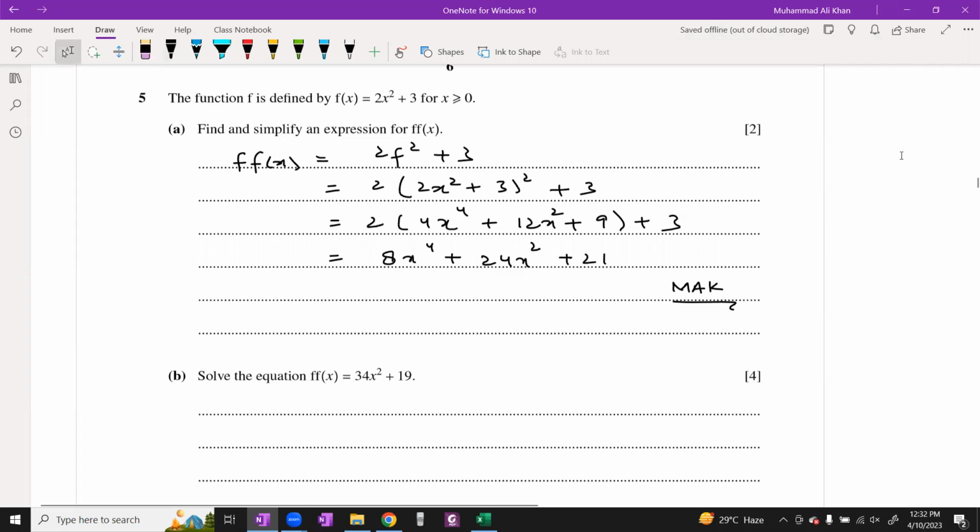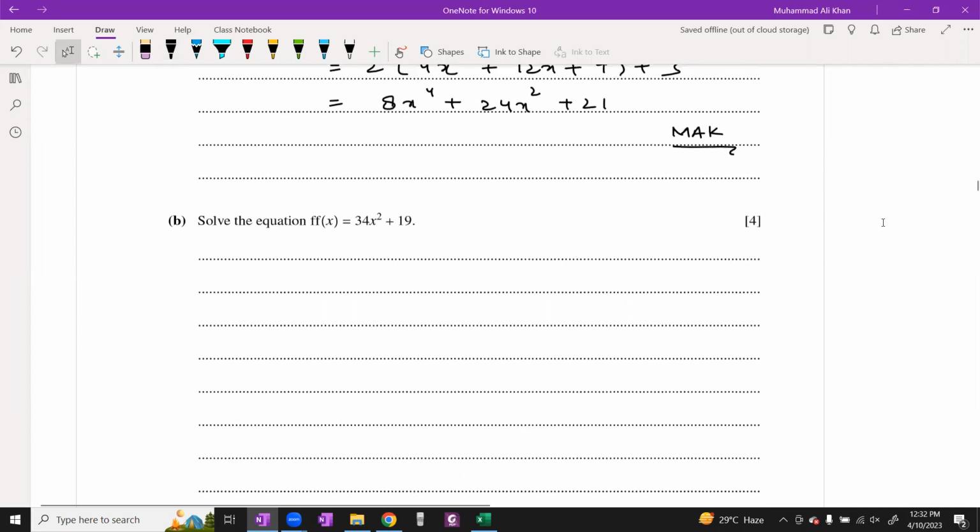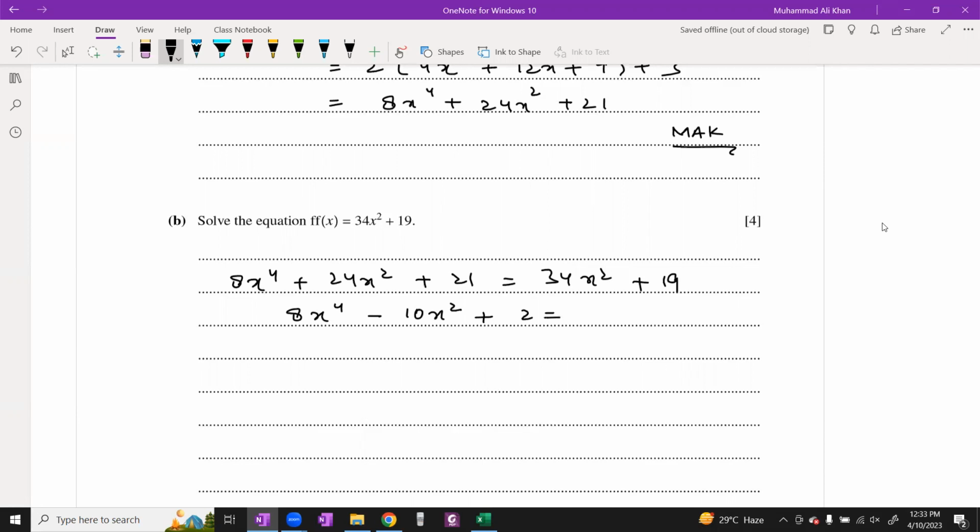फिर कहा ff(x) equals to 34x square plus 19 solve करना है. It means 8x4 plus 24x square plus 21 equals 34x square plus 19. 8x4 minus 10x square plus 2 equals to 0. So, by using your calculator, the two values of x squared now are 1 and the second value is 1 upon 4. So, therefore, what are the values? x equals to 1 and x equals to 1 upon 2.